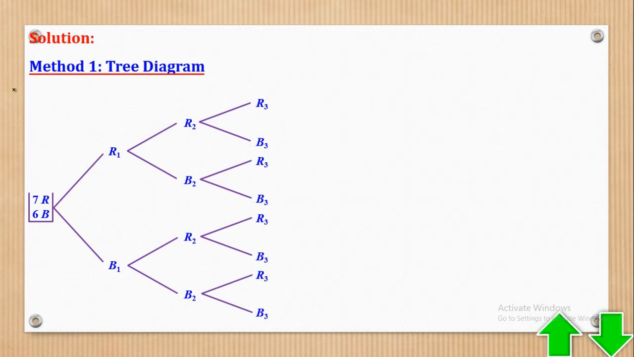So there are 3 balls. Now let's fill this tree diagram. If I pick red, it will be here 7 over 13, because 7 plus 6 is 13. Then the complement is 6 over 13.